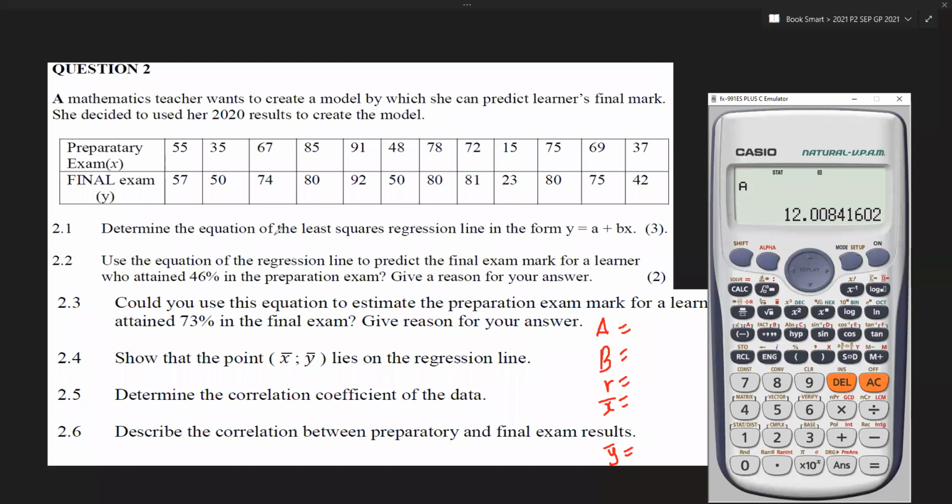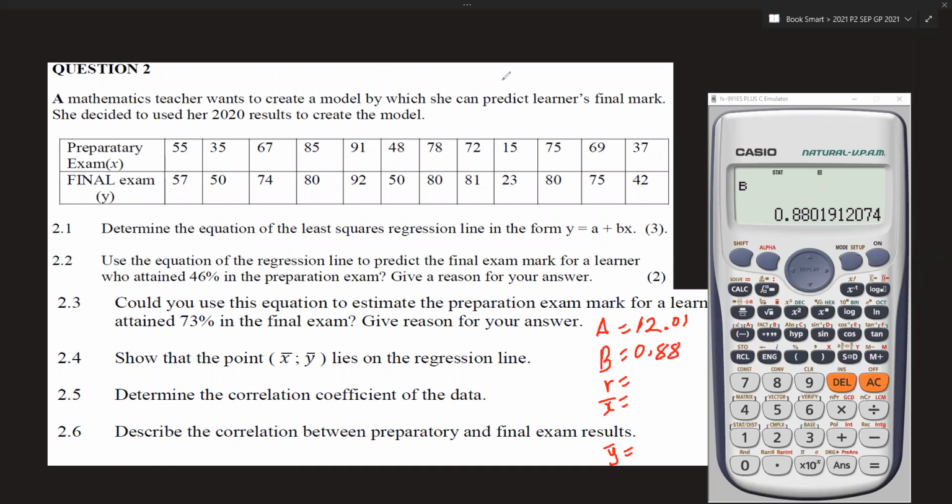So my A is, let's see, they didn't say the decimal places for the equation of the least squares regression line, so it's going to be 2. So my A is 12.01. That's my A. Then let's now check my B. You repeat the step again: AC, shift 1, 5, 2, equals. So it's 0.88. Okay, B is 0.88.